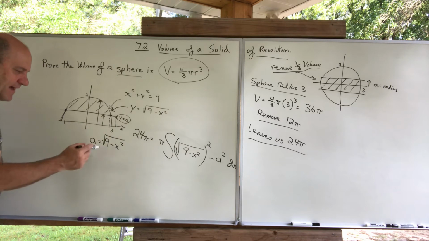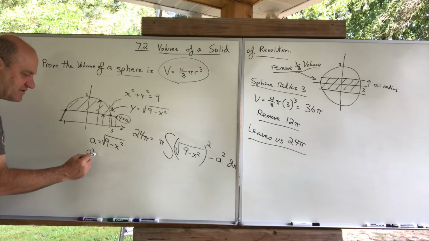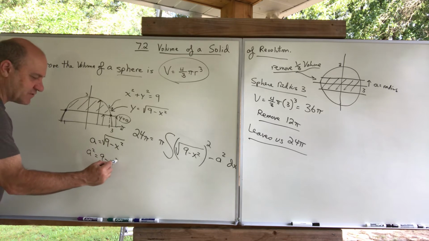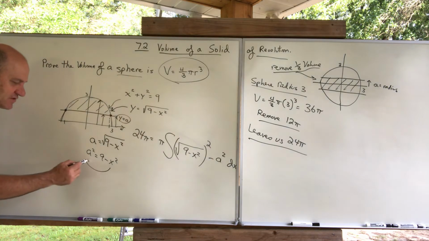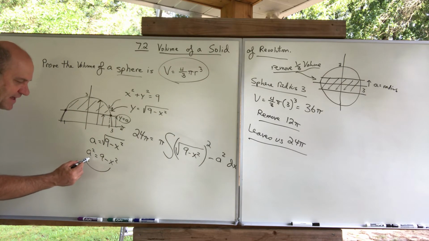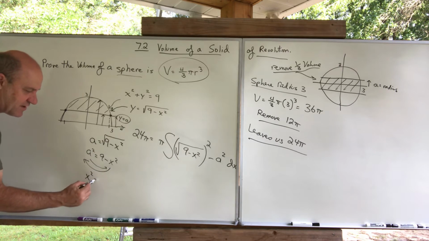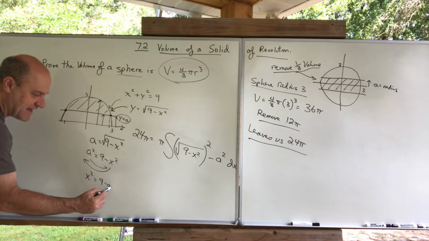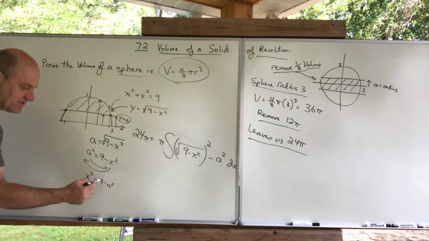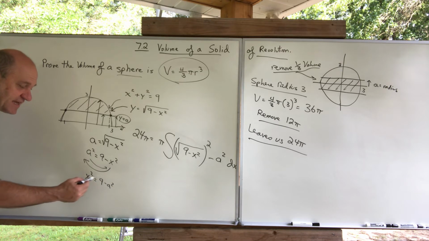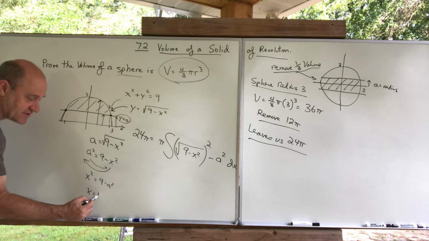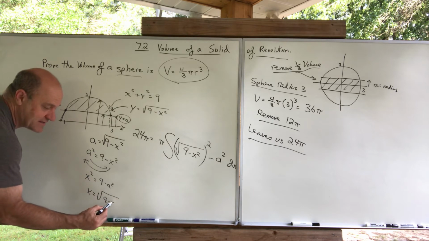What if you squared both sides? A squared equals 9 minus x squared. What if you add the x squared over here and subtract the a squared here? x squared would equal 9 minus a squared. Watch your 9s and your a's, sorry about that. Take the square root, there's x. x is the square root of 9 minus a squared.